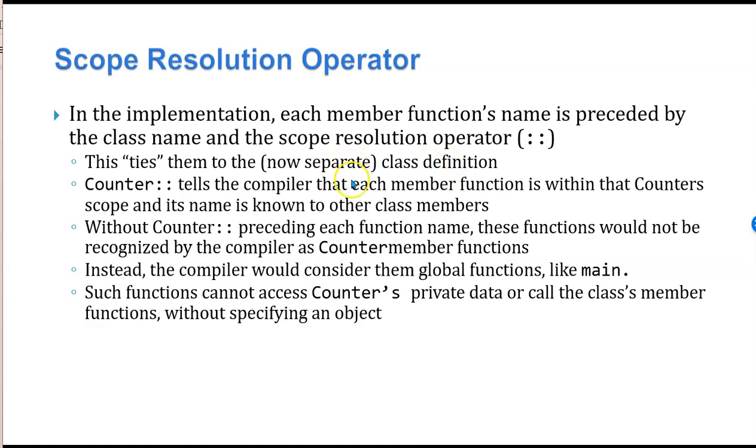In the implementation, each member function's name is preceded by the class name and the scope resolution operator. This ties them to the now separate class definition. Counter:: tells the compiler that each member function is within the Counter scope and its name is known to other class members. Without Counter::, these functions would not be recognized as part of the Counter class. Instead, it would consider them global functions, and you can't access Counter's inner workings.